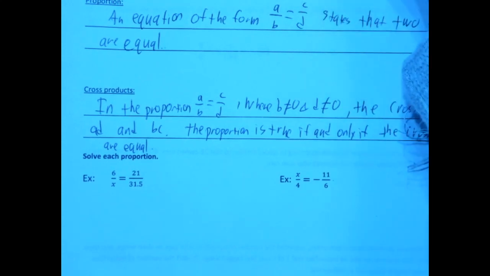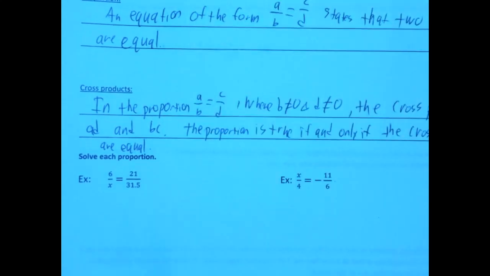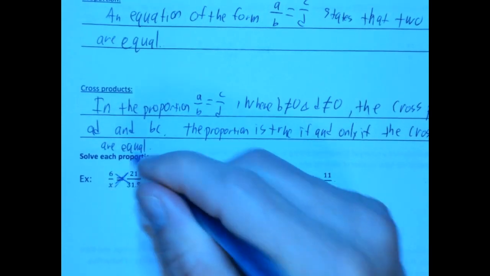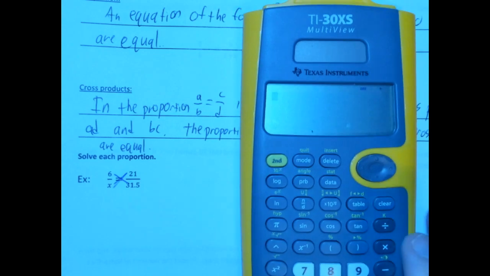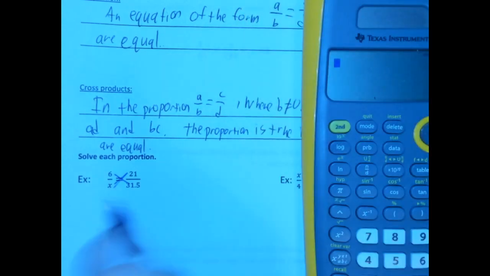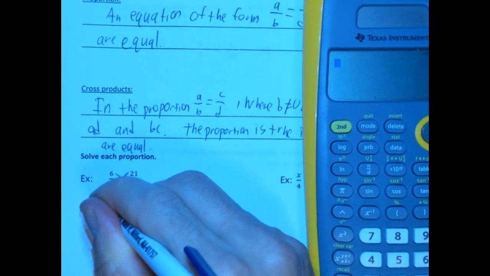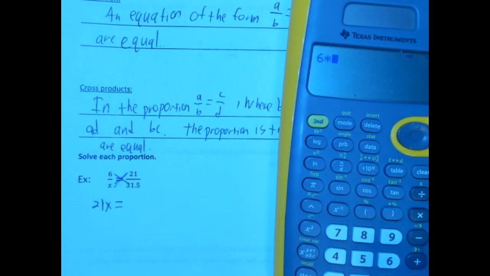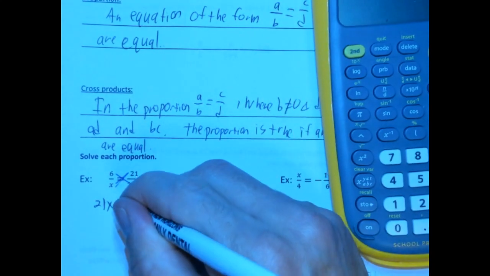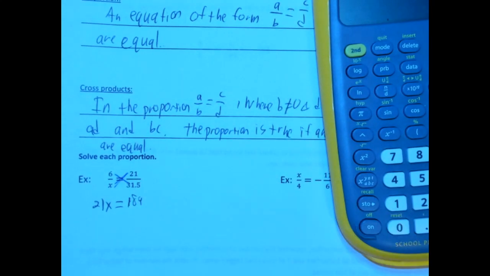So let's go ahead and take a look at this. So we got 6 over x and 21 over 31 and a half. We're going to go ahead and solve for x here. So we're going to cross multiply. And again, we're going to be slightly lazy. So x times 21 is going to be 21x. And then 6 times 31 and a half. I don't know what that is. 6 times 31 and a half. 100 something, 180. Yeah, 189. There you go. And then we're going to divide both sides by 21.